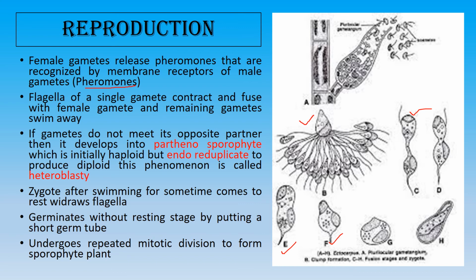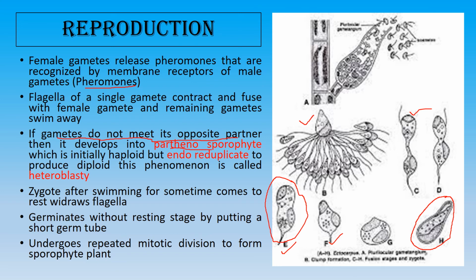So the pheromone is ectocarpin, and apart from that, if the gamete meets its opposite partner, then obviously the zygote will be formed, and there will be fusion of the zygote and a diploid sporophytic generation is produced.